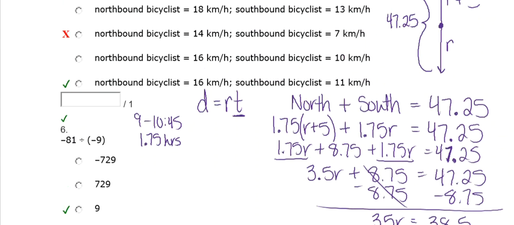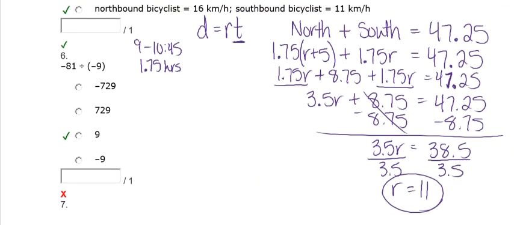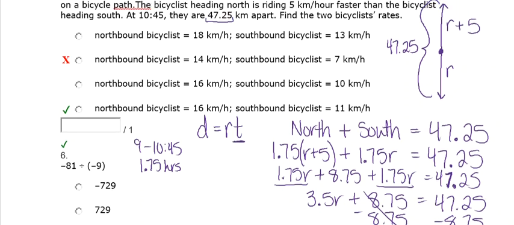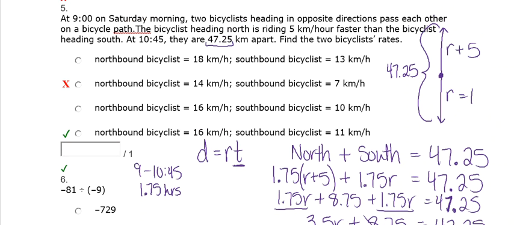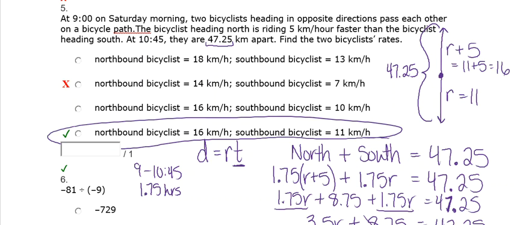So now we have to figure out what that means. You'll notice we have to go back up to our picture. That was the bicyclist heading south. So if the rate was 11 for the bicyclist heading south, then the rate for the bicyclist heading north is 11 plus 5, which is 16. And you see that that was the fourth option there. You picked option number 2, but if the first bicyclist is 5 kilometers per hour faster, and you picked the one that shows 14 and 7, that's 7 kilometers per hour faster.